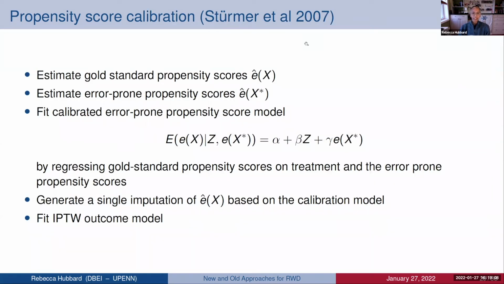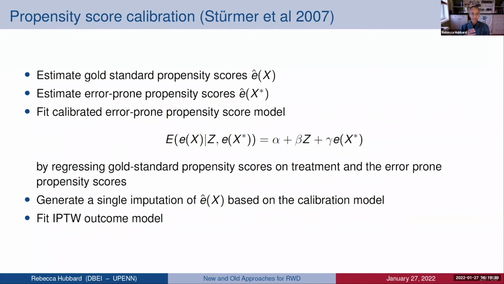So this idea of directly carrying out regression calibration on a propensity score is called propensity score calibration. It was originally proposed back in 2007. It proceeds pretty much as I just described. We're going to predict a propensity score, E hat of X, based on complete covariate information, all of the confounders that we're worried about. We're also going to estimate what I'll call an error-prone propensity score based only on those covariates X star that don't have any missingness.